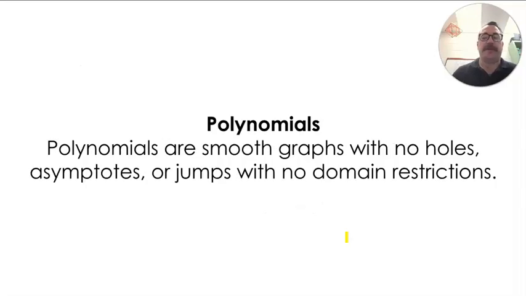So polynomials in general are smooth graphs with no holes, asymptotes, or jumps, and they don't have any domain restrictions. Polynomials are really well-defined objects. You can plug in any number from negative infinity to infinity, and you will get something out on the other side. So let's take a look.